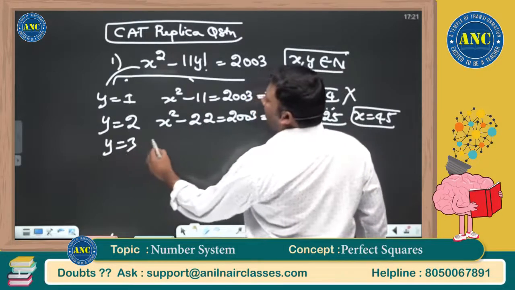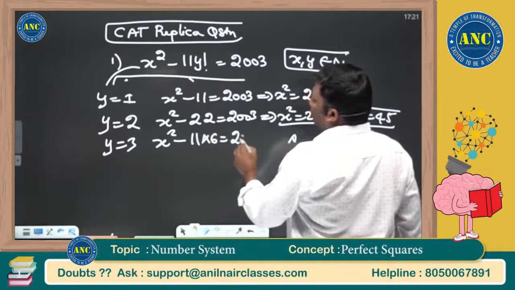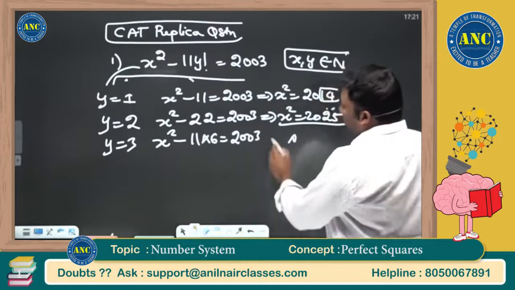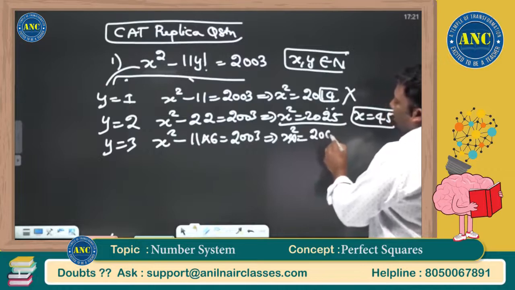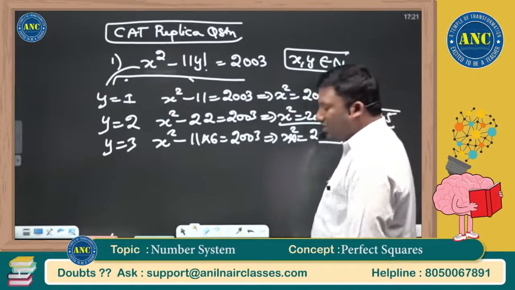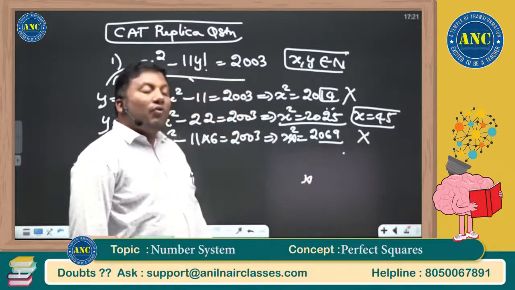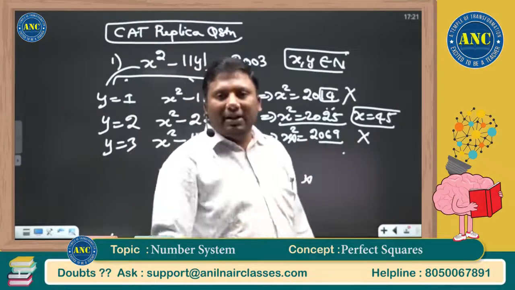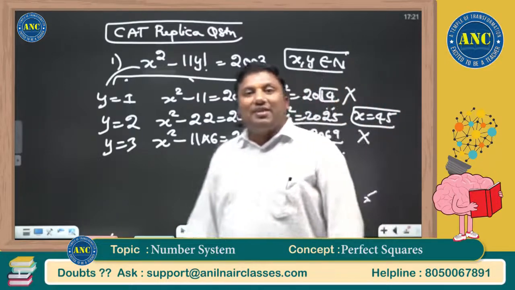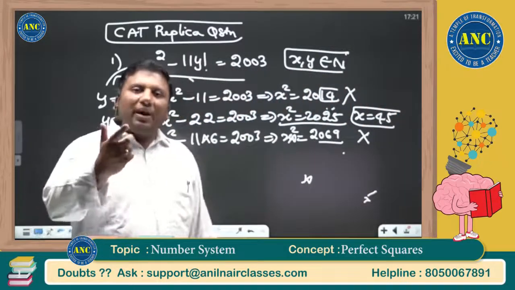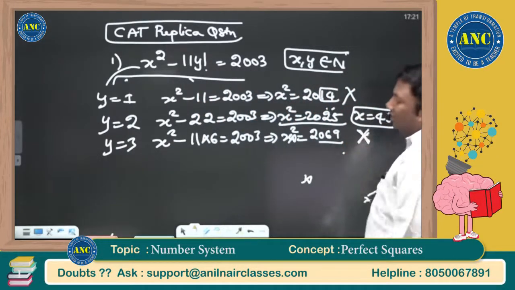Y equivalent to 3. X square minus 11 into 3 factorial, which is 6, equivalent to 2003. So this is nothing but x square equivalent to 2003 plus 66, which is 2069. Now see here, it is not a perfect square. Why is it not a perfect square? After 5 minutes I will discuss. What is the sum of the digits of this number? 2 plus 6, 8. 8 plus 9, 17. 17 it is 8. Any perfect square's digital sum should be 1, 4, 7 or 9. This concept I will discuss within 5 minutes.